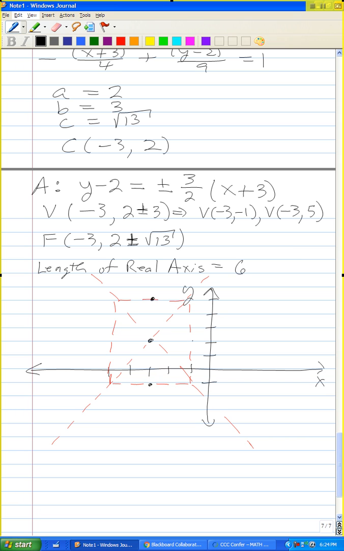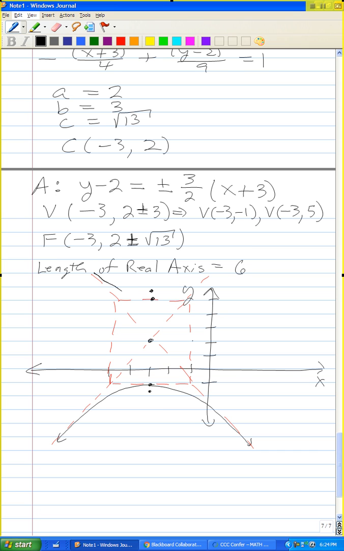Here are my vertices and my foci. So square root of 13 is less than 4, so 1, 2, 3, 4. So somewhere around here. And so it should look something like, let's see if I can do this. It should be near the asymptotes. Go through there. Keep going. Approach the asymptote. Not bad, actually.